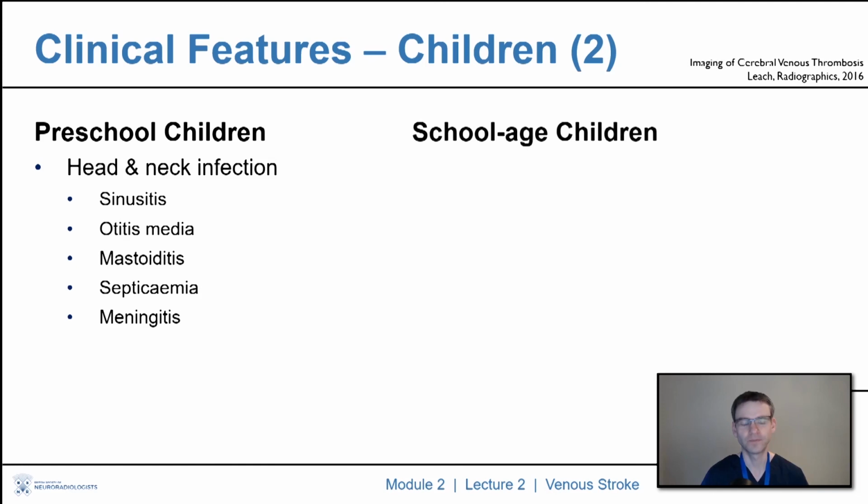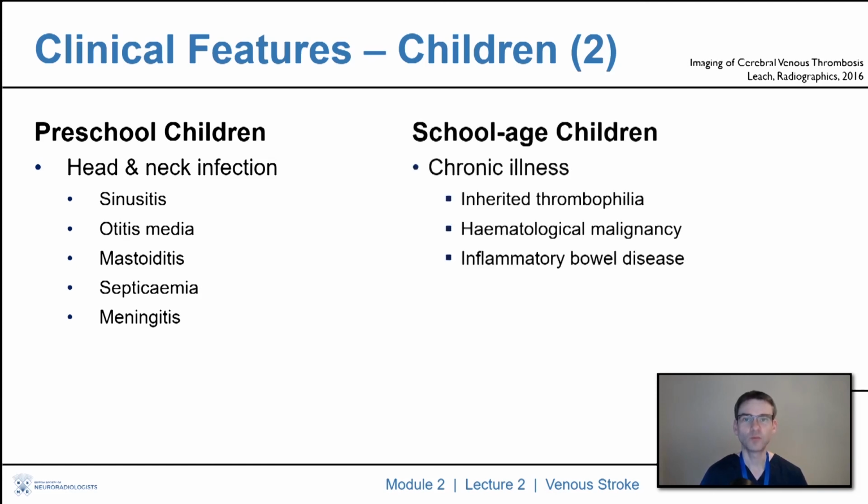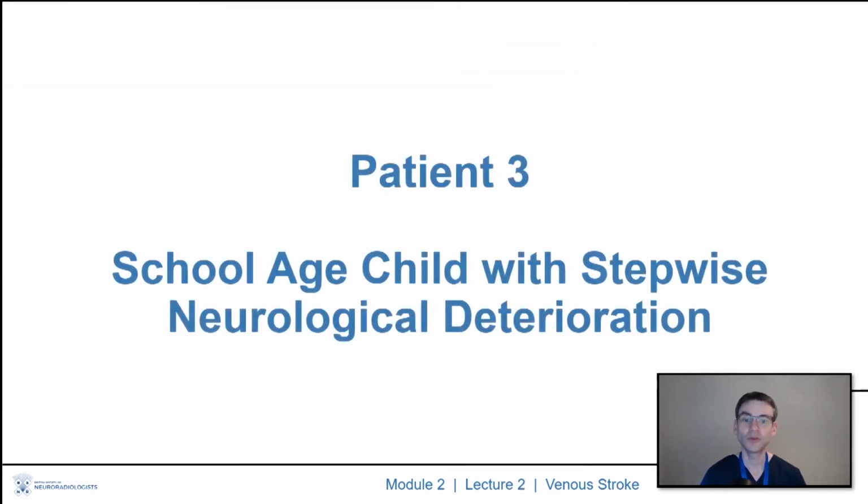That's not immediately recognised. In school-age children, we may think more about some chronic illnesses as well as head and neck infections. So things like inherited thrombophilias, hematological malignancy, leukemia and lymphoma, and chronic diseases where there's an inflammatory component as well, like inflammatory bowel disease that's not well controlled. So these are risk factors for venous stroke. And children who are a bit older may have symptoms very similar to adults. So patient 3 we looked at was a school-aged child with a stepwise neurological deterioration.